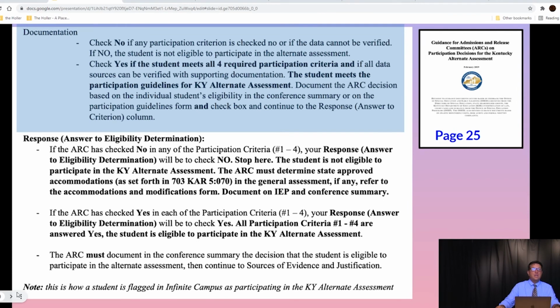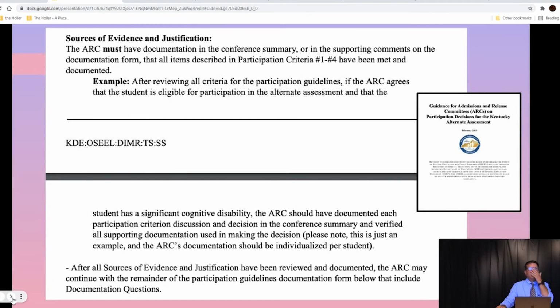So we must document in the conference summary that the decision is based on evidence and justification, and in fact they met all the criteria, all 4 participation guidelines, all the questions were answered yes. So again, the sources of evidence. Here's an example of how you might do that. This is from your guidance document from KDE.